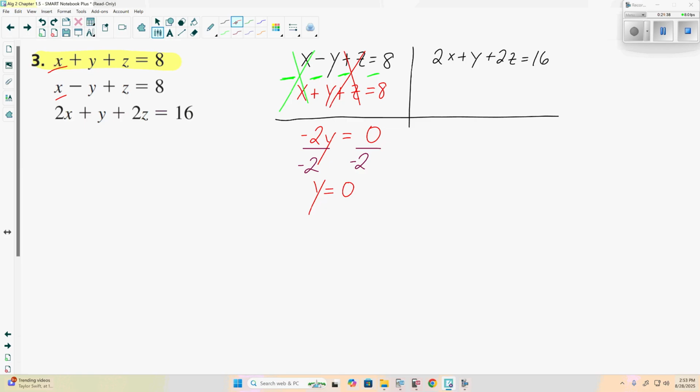Now, we will have to multiply our eliminator equation by a number to get this x and this x to be the same. So we're going to have to multiply our top equation, all of it, by 2. 2 times x is 2x. 2 times y is plus 2y. And 2 times z is plus 2z. And 8 times 2 is 16.